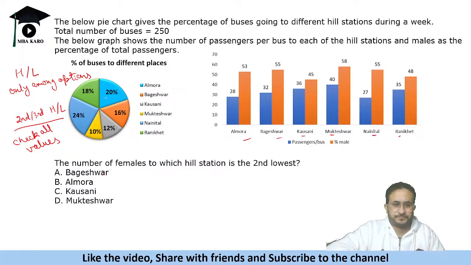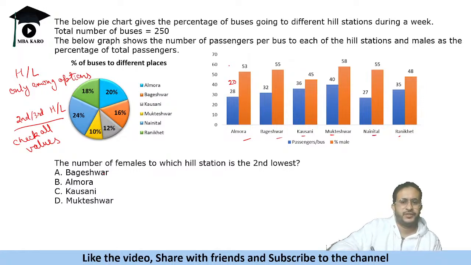Anyway, let us calculate it now. Another thing to do is not to calculate exactly what percentage of 250, because we only have to tell the highest or lowest. So we will take 20. We have the same order: Almora, Bageshwar. Almora is 20, 28, and 47. I'm writing the numbers: this is 16, 12, 10, 24, 18, and this is going to be 45. It's going to be 55, 42.